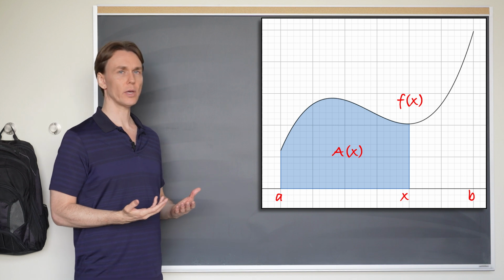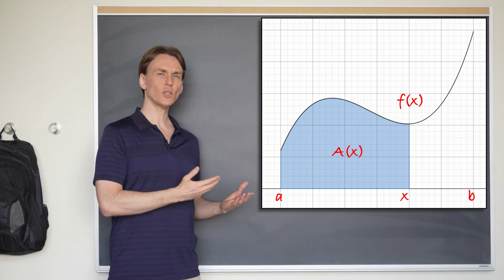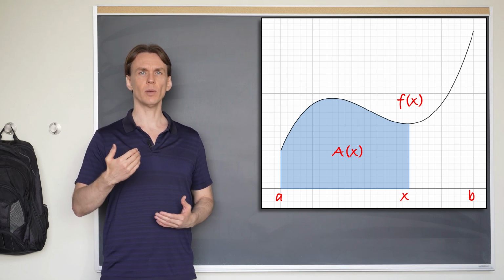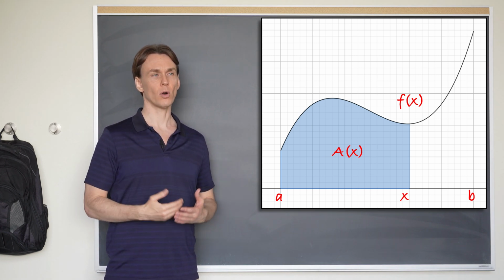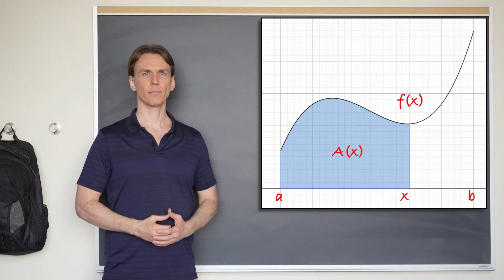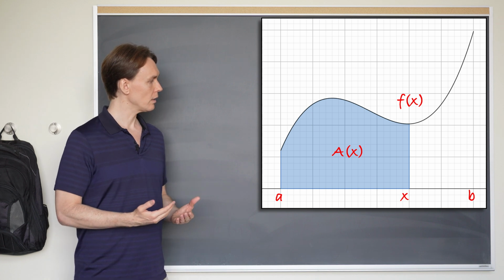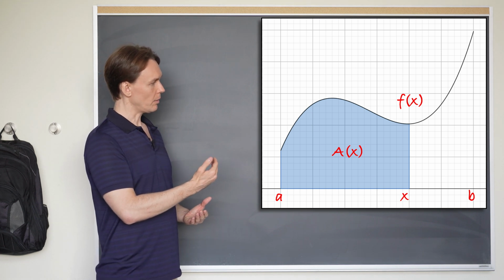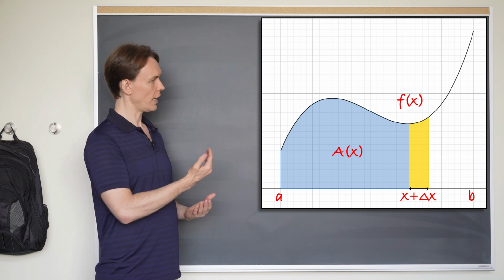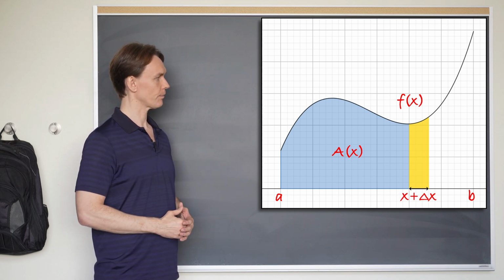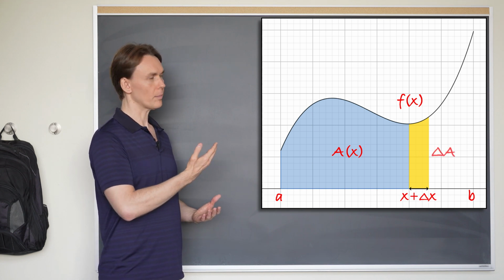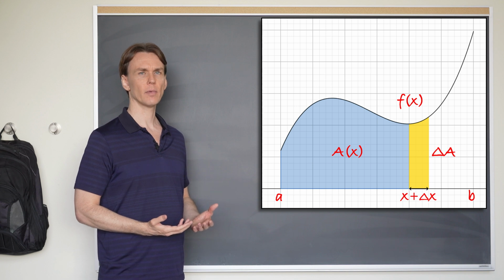And so what we are going to see is it's actually not that difficult to figure out how fast this area grows as we move this point x. Or in other words, what is the derivative of this function A of x? Now to do that, let's add a small increment delta x to this point x, in which case, of course, the area will also increase slightly by this little strip. And let's call the increment of this area delta A.